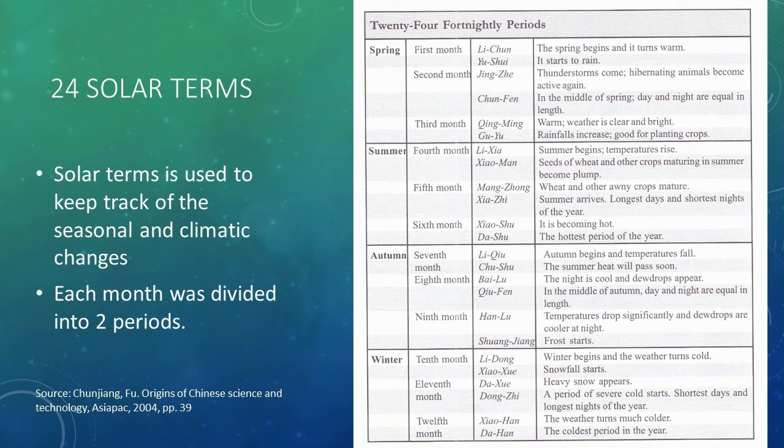It divides a month into 2 periods, and each period represents something. For example, the first month, the first 2 weeks, you will have Li Chun. That means the spring begins and it turns warm. And then, for example, on the 3rd month, the first 2 weeks will be Qingming. What does it refer to? It means that you expect warm weather, and the weather is clear and bright. This is how the solar terms come into play. And with this cycle, with this information, it becomes a much more useful calendar for the farmers. This Tai Chu Li was considered to be one of the most significant Chinese calendars throughout the whole history of China because of the introduction of these 24 solar terms.